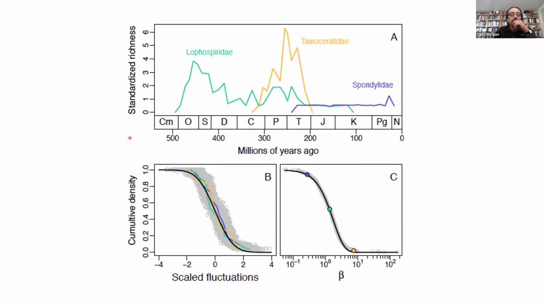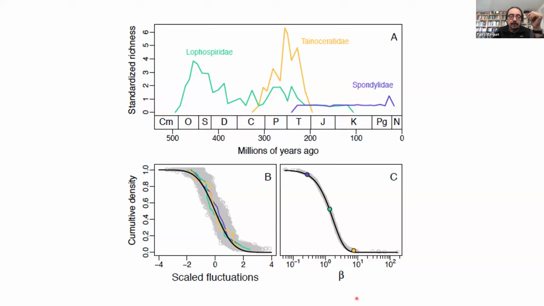Just to make a long story short, let me show you the dynamic of different kinds of families, Lophospiridae and Spondyles, which are sponges and other mollusks. And here you have the cumulative density of the fluctuation between extinction and origination in each of these families, and you see that there's a very nice fit to a Brownian kind of fluctuation. And if you look at the fluctuation of the volatilities, the beta, which are here, you find that, as the theory predicted, it follows a gamma distribution.